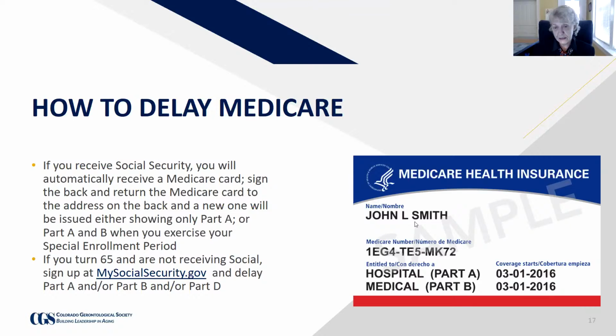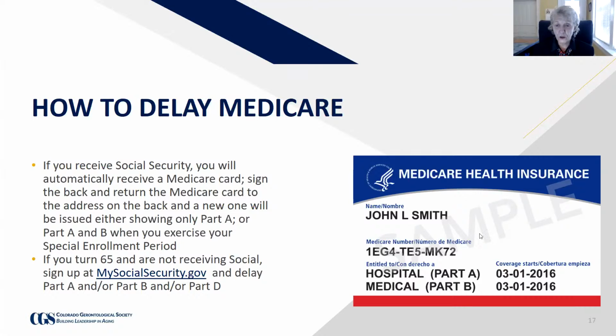And obviously, probably many of you have seen these, but it has your name. Then it has a very scrambled number here as your Medicare number. But down here, these are the two things that we are most concerned about. So your hospital coverage, which is Part A, says that it starts in this instance on March 1 of 2016. Your medical, or Part B, also starts the same day.